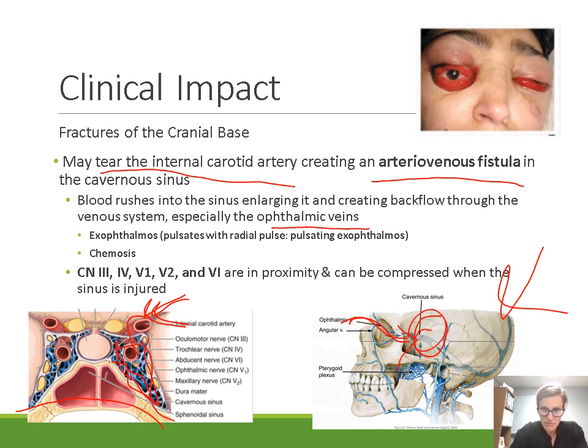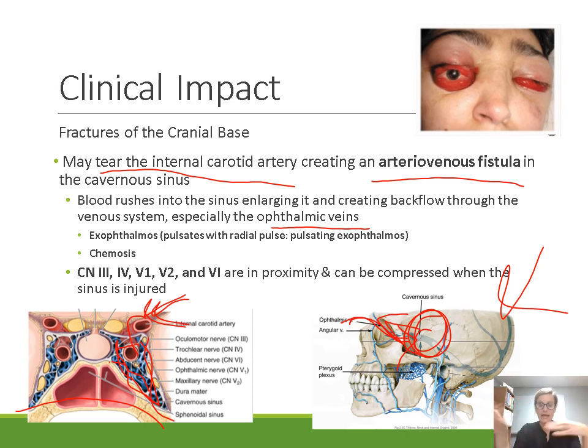Well, if there's a ton of back pressure here in the cavernous sinus, it's going to be pushing blood back into the ophthalmic vein, and the ophthalmic vein is not going to be able to drain anymore. Instead of draining blood, it's actually going to be accepting extra blood. So the result is that there's a ton of blood building up back behind the eyes.